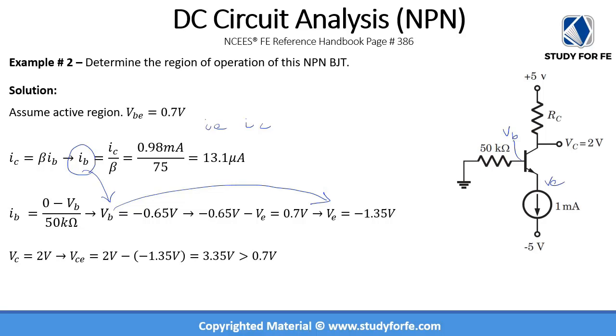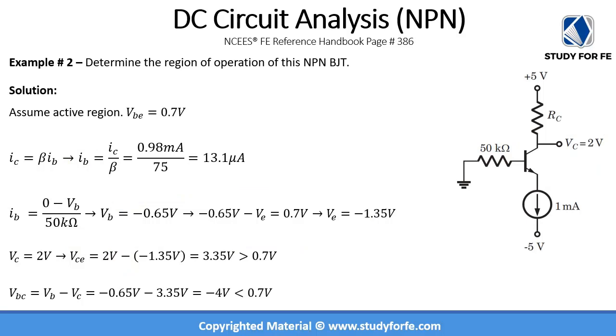VC is already provided in the problem, which is equal to 2 volts. The other junction that we are interested in is VCE. So VCE is equal to VC minus VE. VC we just established is provided, it's 2 volts, and VE we know is minus 1.35 volts. When you solve that, you find that VCE is equal to 3.35 volts, which is greater than 0.7 volts.